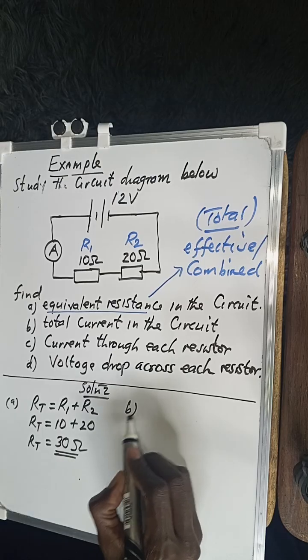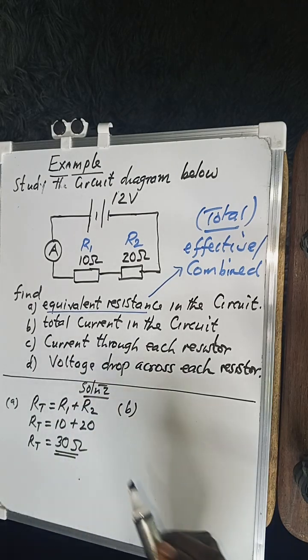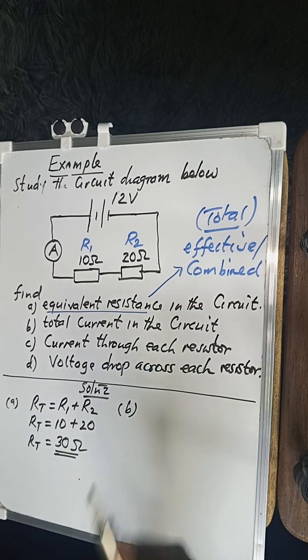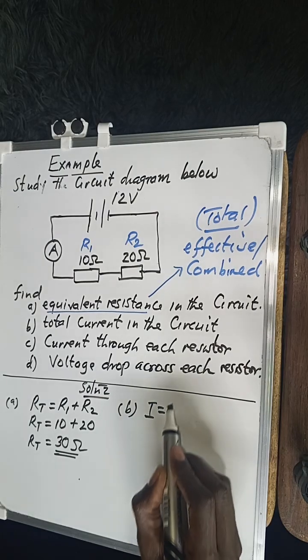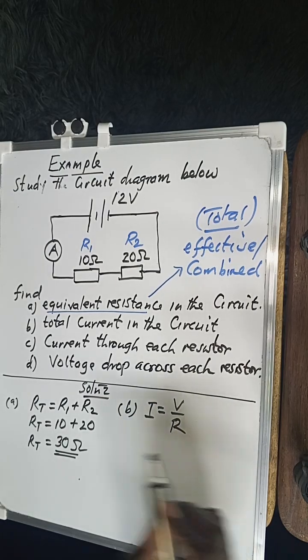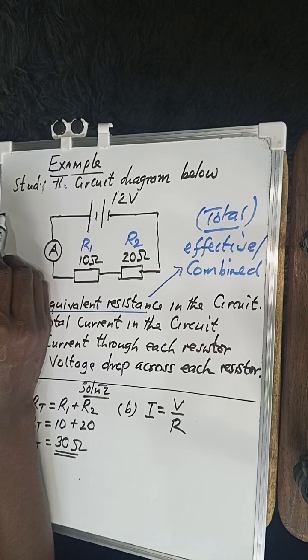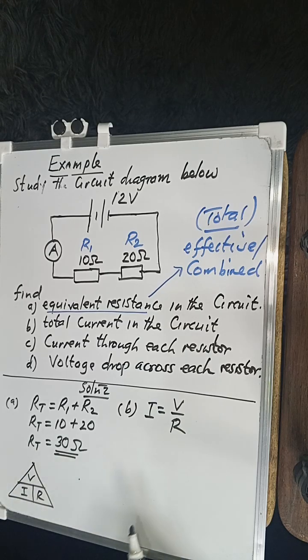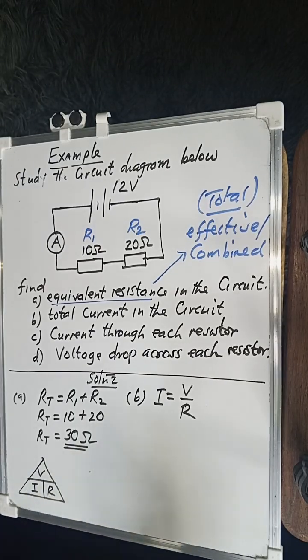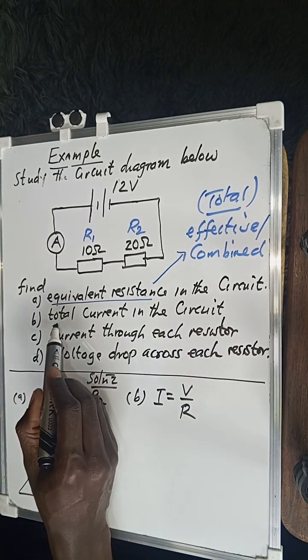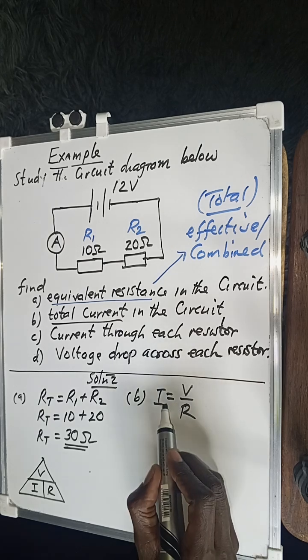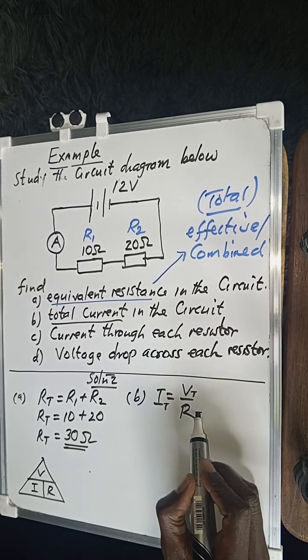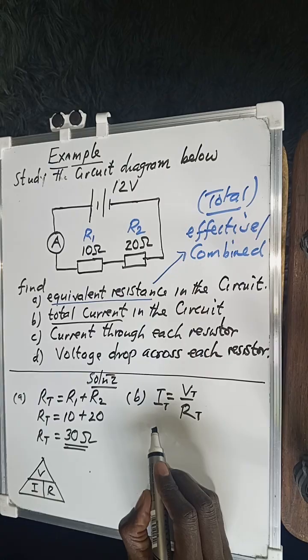Then B is saying find the total current in the circuit. Remember, we can apply Ohm's law, which says that current is equal to voltage over resistance. I'm sure you remember, according to Ohm's law, which we put up in a triangle, if I can just remind you, voltage is current times resistance, so current is voltage divided by resistance. Since this is the total current I want to find, I can say the total current will be the total voltage divided by the total resistance.